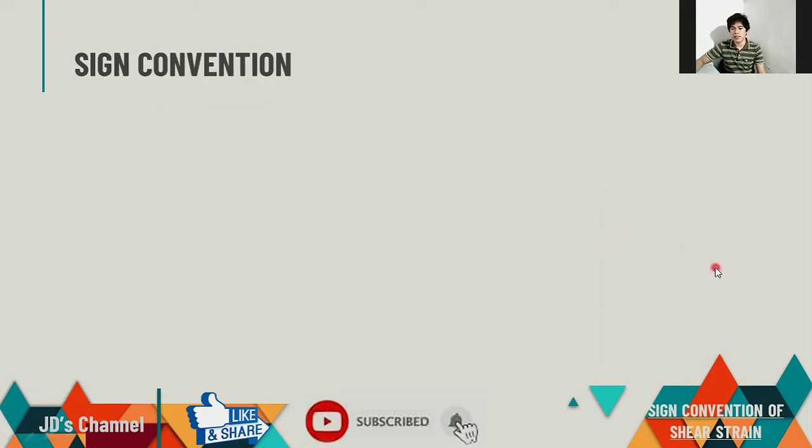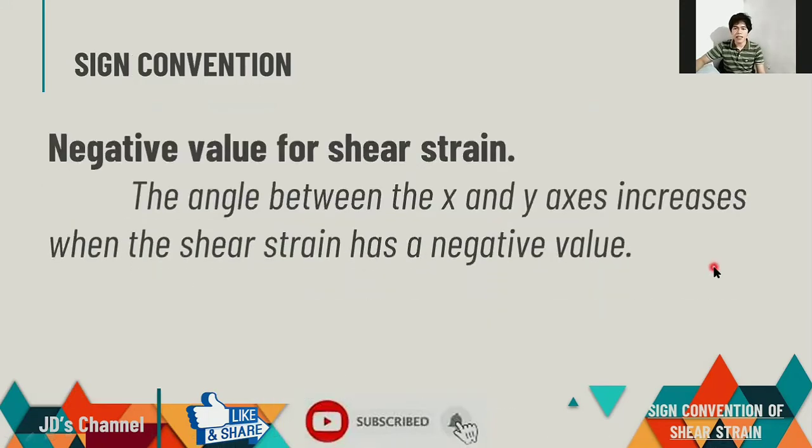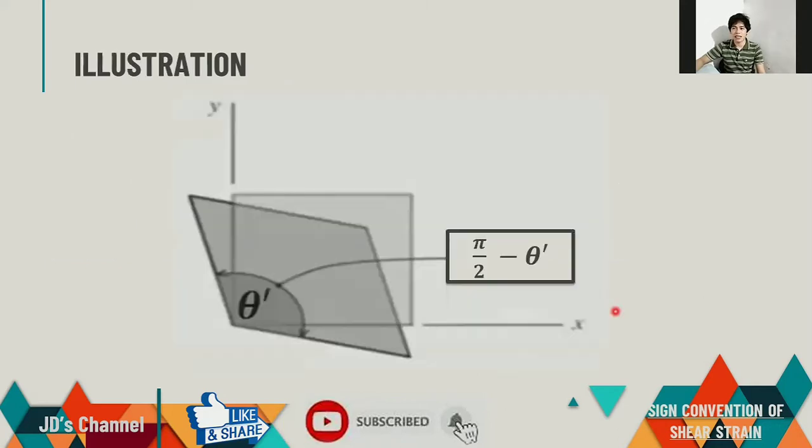Then next, class, is the negative value for shear strain. Whereas before the angle decreased, this time the angle between the X and Y axis increases. So the angle goes up when the shear strain has a negative value. Earlier, the angle of the deformed object decreased, so by now you have an idea of what happens: it will increase to more than 90.